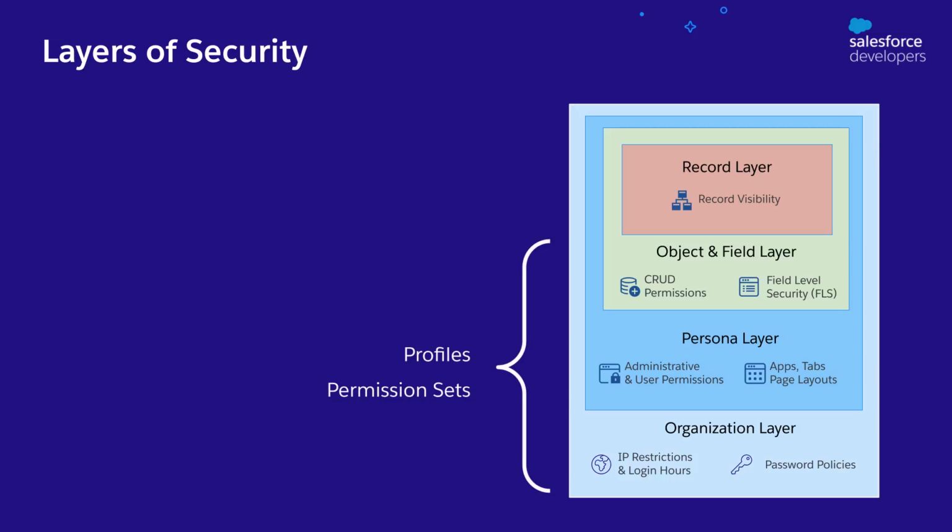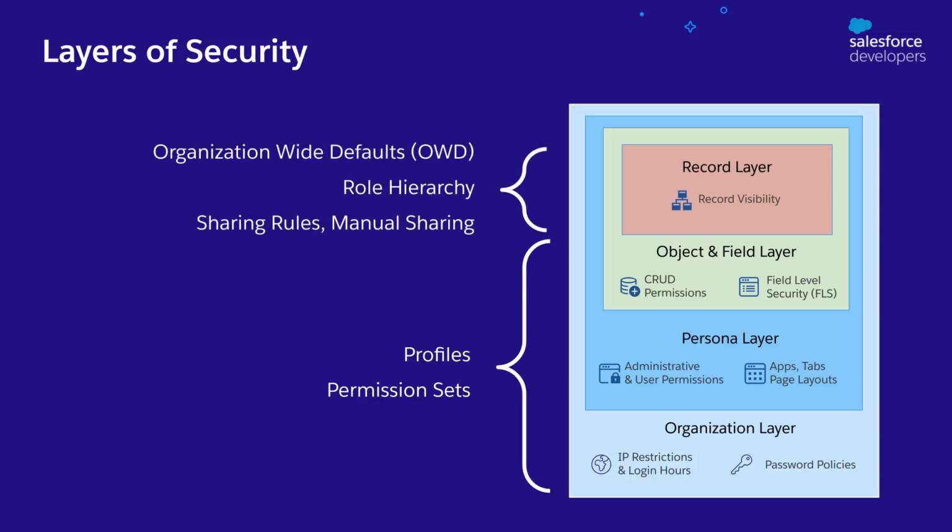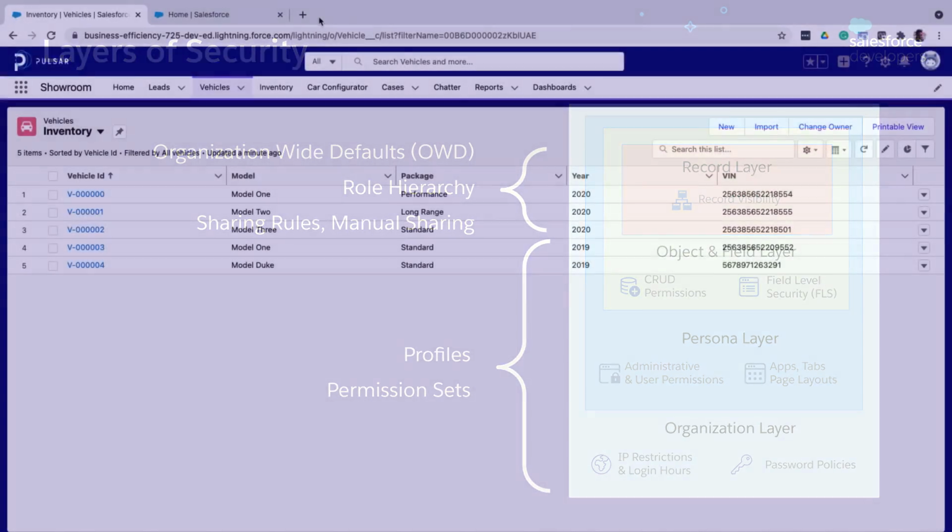So the first three layers are implemented using profiles and permission sets. The final layer, which is the record layer, is a bit complex. It is implemented using organization-wide defaults, role hierarchy, sharing rules, and manual sharing. Now let's look at all of this in action.